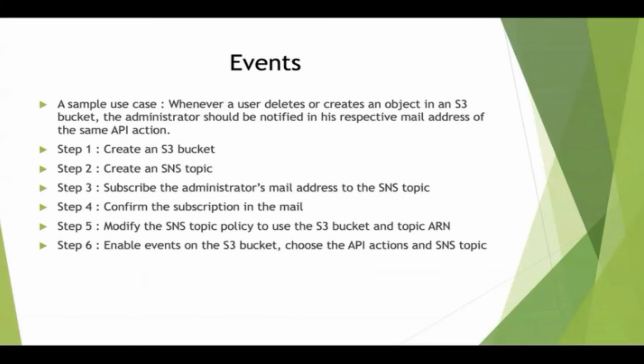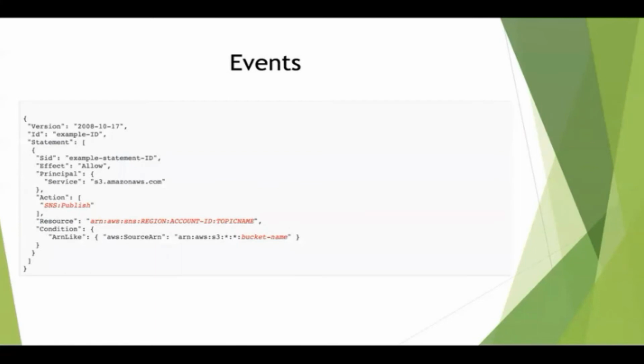And one case scenario that we are going to look at is whenever a user deletes and creates an object in an S3 bucket, we will be notified of that in our respective email address. So this is the topic policy that we are going to apply on the SNS side. So this topic policy includes the bucket's name or the bucket's ARN, for which we are going to enable the event notification. And then the topic ARN that we are going to mention. And then the action is going to be to publish to that particular topic, which means that people who are subscribed to that particular topic will receive that email.